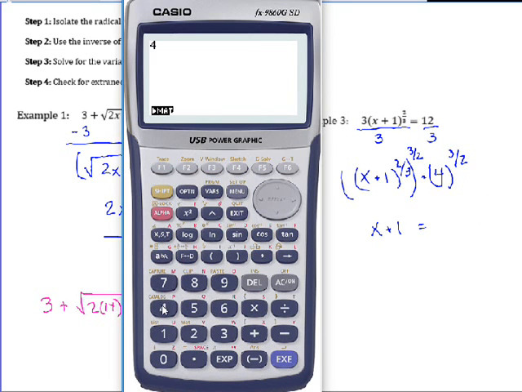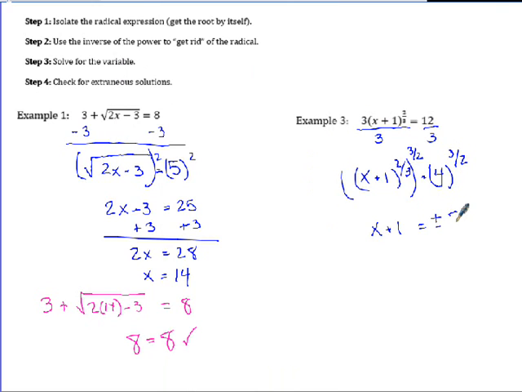Alright, make sure that you are using parentheses when you do this. So I'm doing 4 to the 3/2. So make sure you put that 3/2 part in parentheses. Alright, and my answer there is 8. Now, anytime you raise something to a power and the root, the bottom part, is even, anytime that number is even, we have to do plus or minus here. So this is actually going to be plus or minus 8.